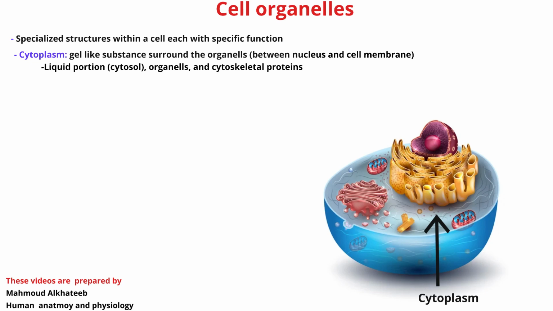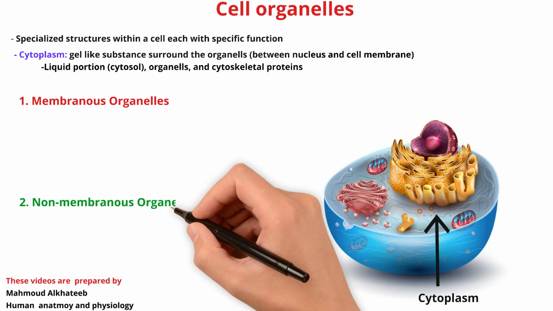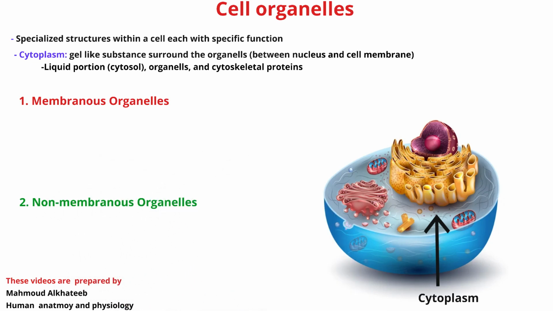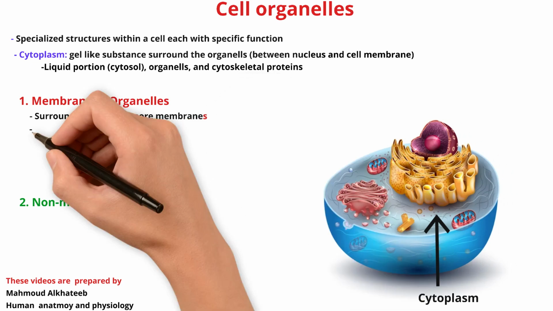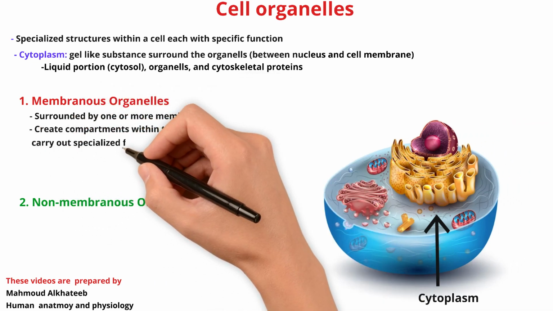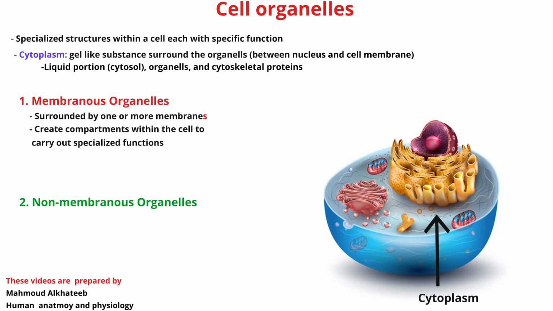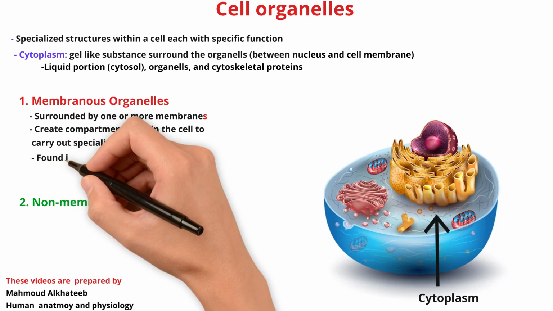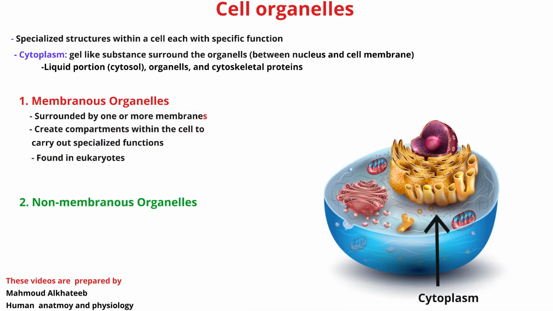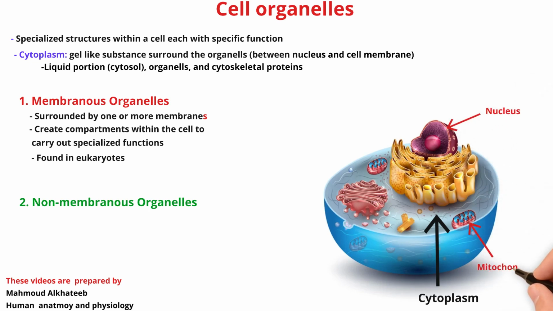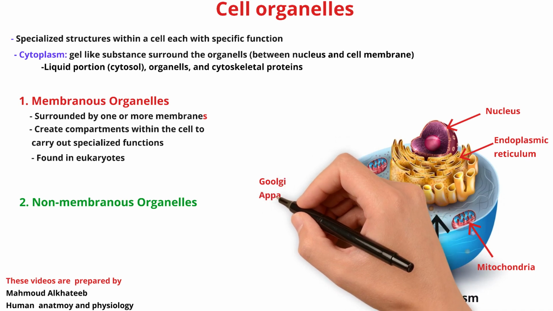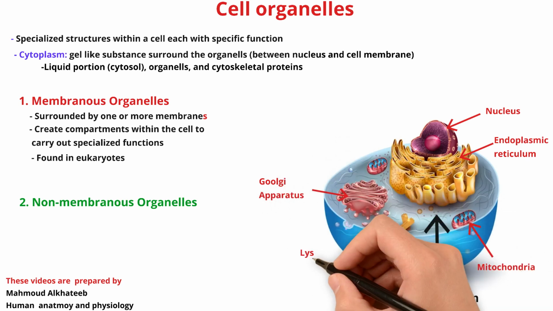Now, cell organelles can be categorized into two types: membranous and non-membranous. Membranous organelles are enclosed by one or more lipid membranes, which create compartments within the cell to carry out specialized functions. These organelles are found primarily in eukaryotic cells. Some key examples include the nucleus, mitochondria, rough and smooth endoplasmic reticulum, Golgi apparatus, lysosomes, and peroxisomes.